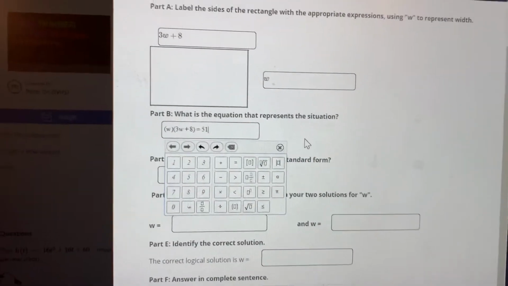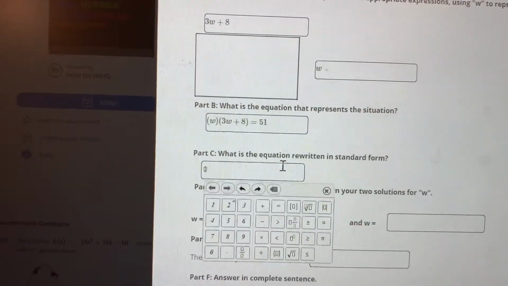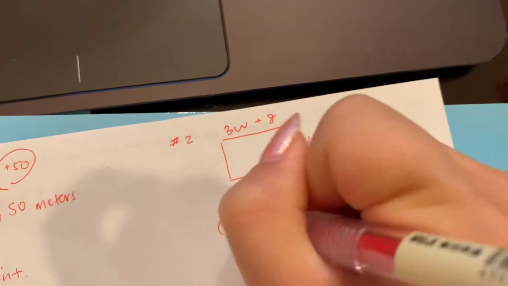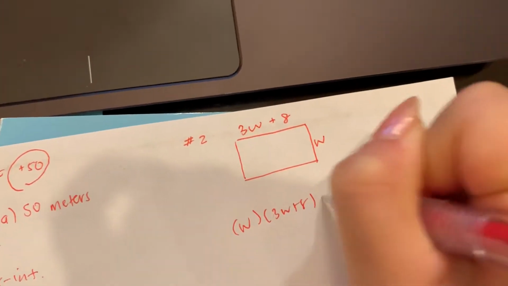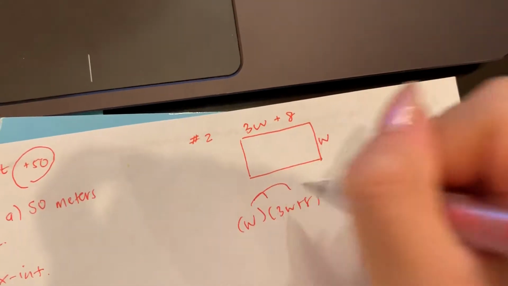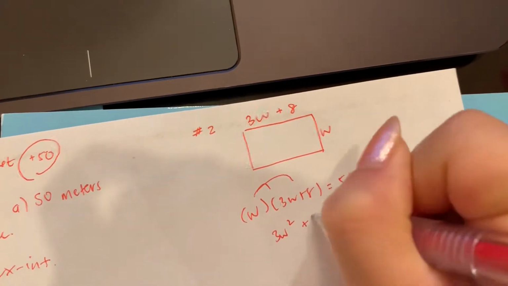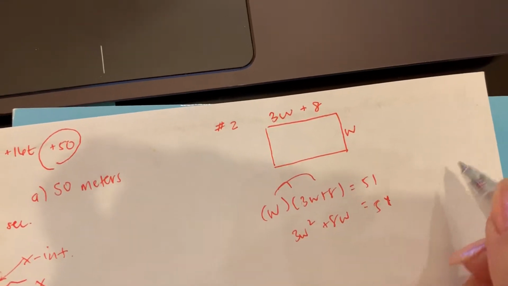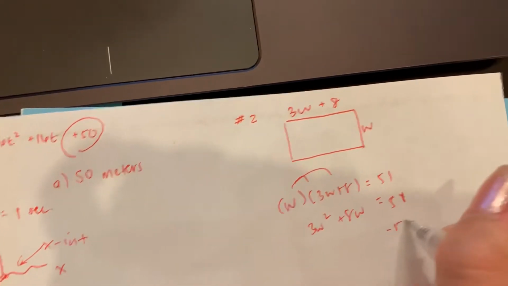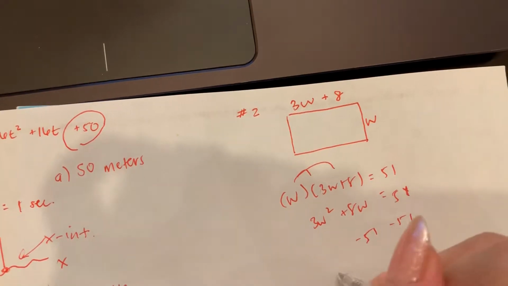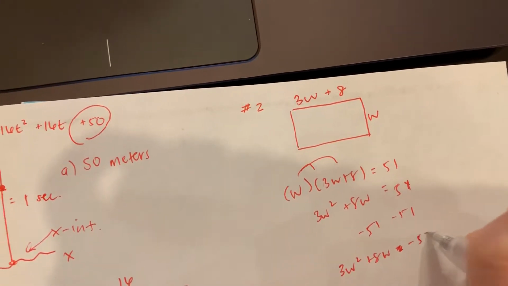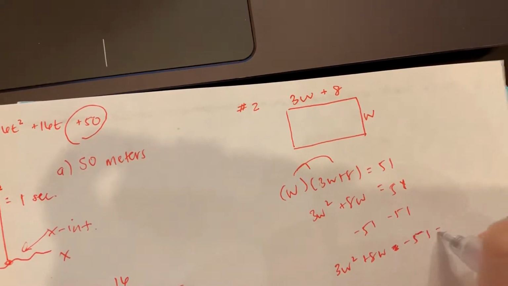All right. Next part, we're going to rewrite it in standard form. So let me write it over here. So I have W times 3W plus 8 equals 51. I need to distribute, so 3W squared plus 8W equals 51. We're almost at standard form, we just need to move the C value over, so let's subtract it over. So 3W squared plus 8W minus 51 equals 0.